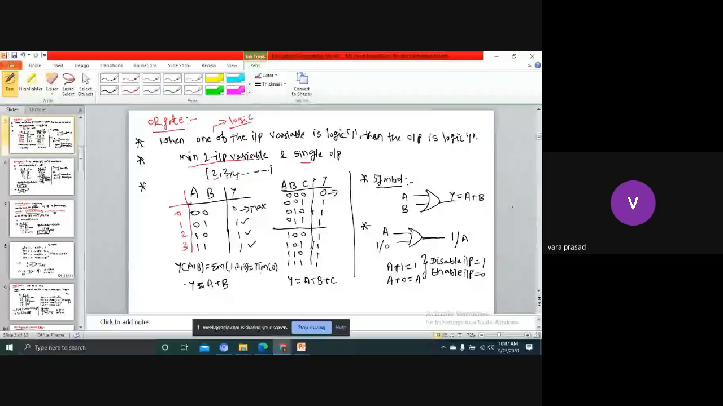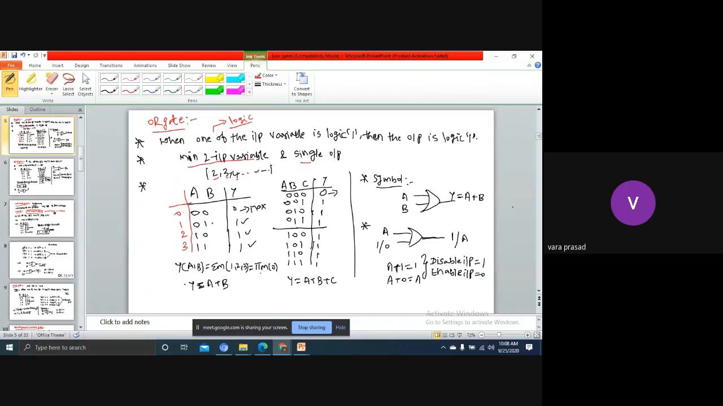Now the logic is, when one of the input variables is logic 1, in A and B any one input is 1, the output is 1. First combination, leave it, we'll come back. For 0 1, B is 1, that's how output is 1. In this combination A is 1, output is 1. In this combination both are 1, but I said at least one should be 1, so output is 1.